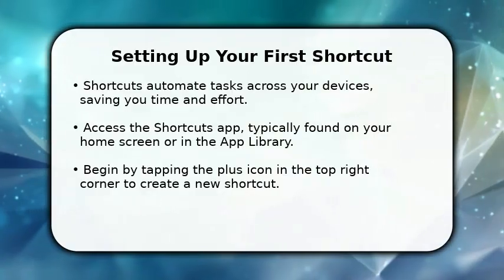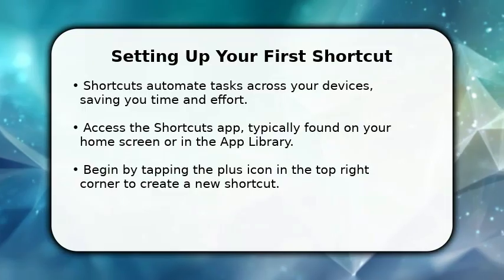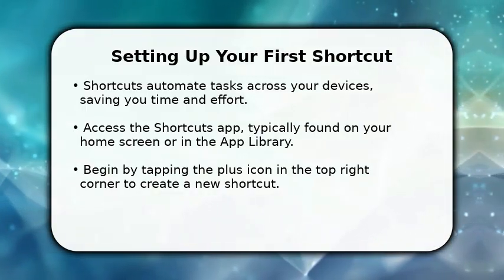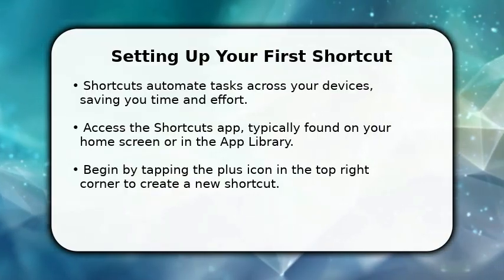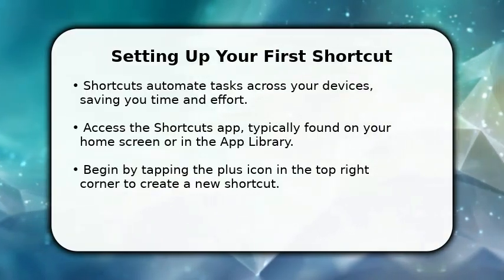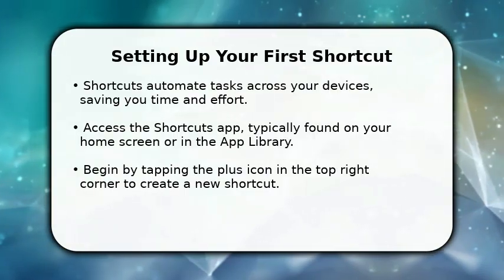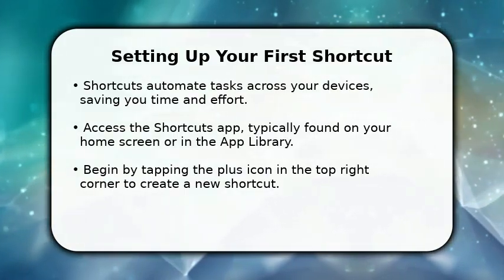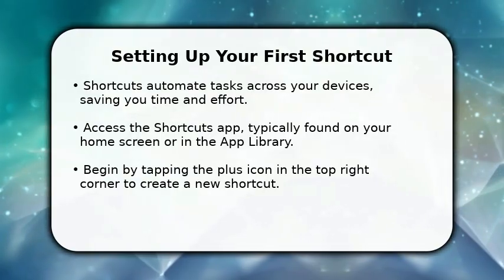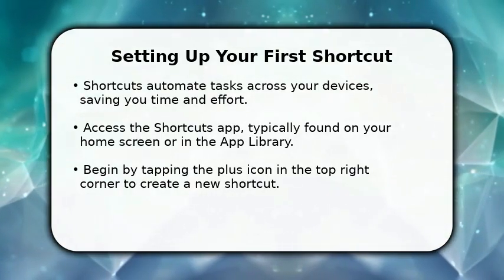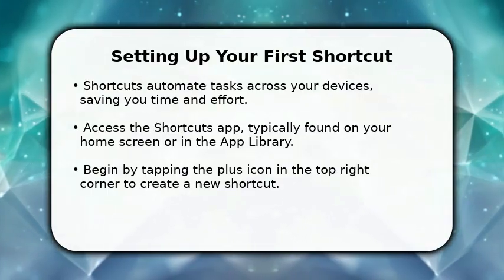In this video, I will explain how to set up a shortcut. Shortcuts are incredibly powerful tools that can automate many of your daily tasks, making your digital life much more efficient. To get started, simply open the Shortcuts app on your device. You'll usually find it on your home screen or within your app library. Once inside, look for the plus icon, typically located in the top right corner, and tap it to begin creating your very first custom shortcut.